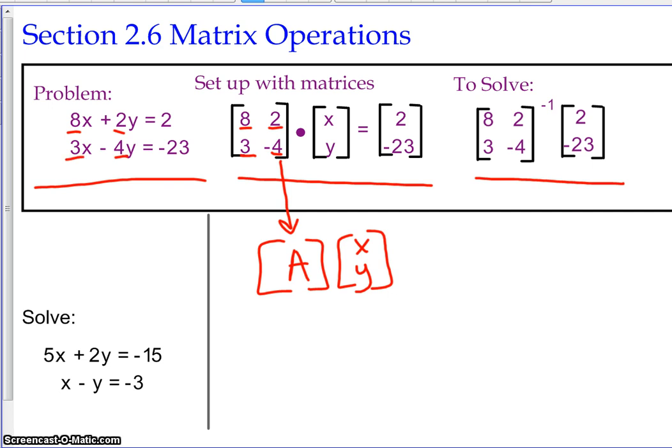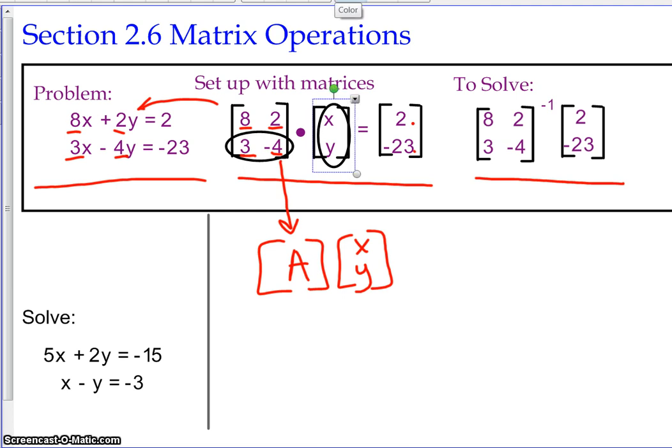And if you notice, if we did matrix multiplication here, and we multiplied these two times these two, we would get back here, we would get 8x plus 2y. So that's how you do matrix multiplication, and this is a little bit of doing it backwards. Okay? And then I got the 2 and the negative 23 from my constants and my equal sign. All right, the second equation would just be this, 3, negative 4 times the xy. So it's just another way to write it.